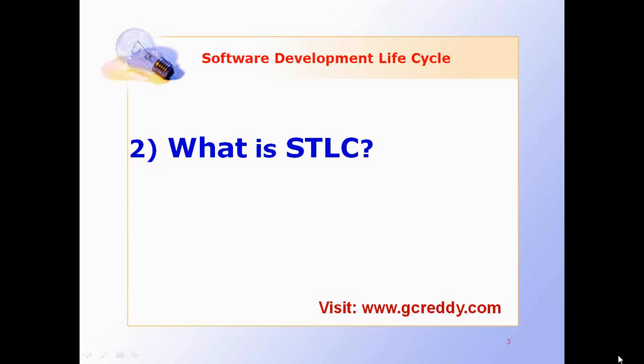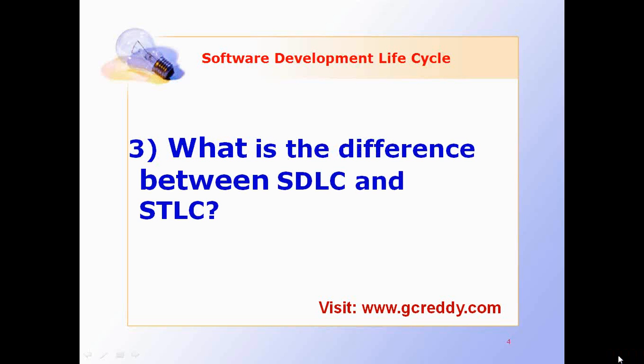Next, different organizations have different phases in STLC. However, the generic software testing life cycle consists of the following phases. Phases of the software test life cycle: test planning, test design, test execution. Next, fourth one, evaluating the exit criteria. Last one, test closure. Next, what is the difference between software development life cycle and software testing life cycle?